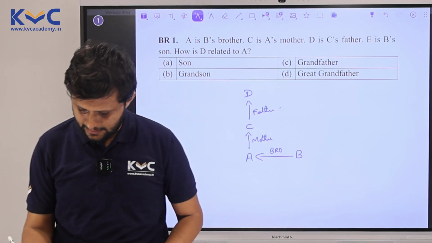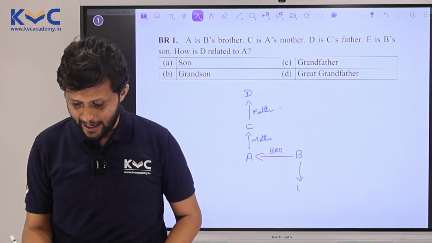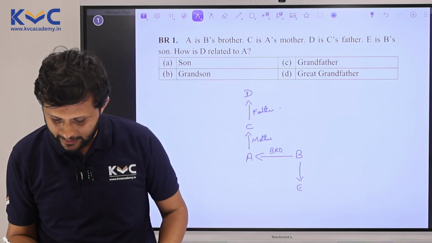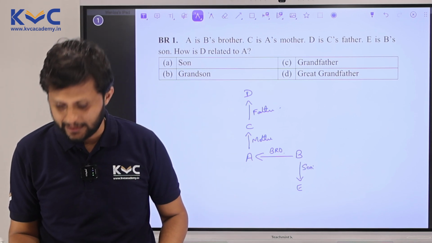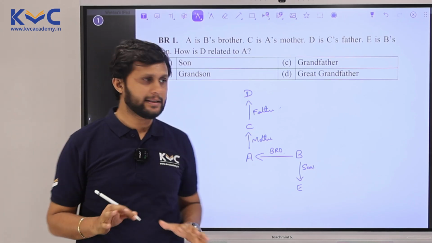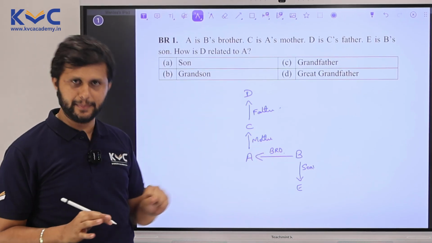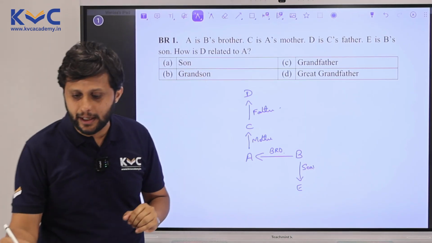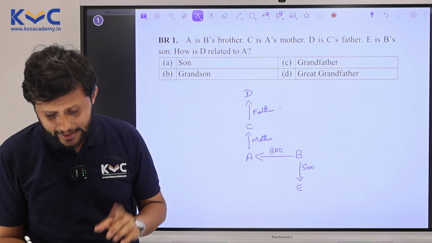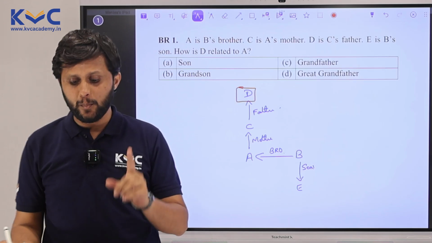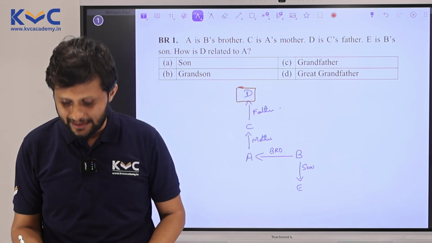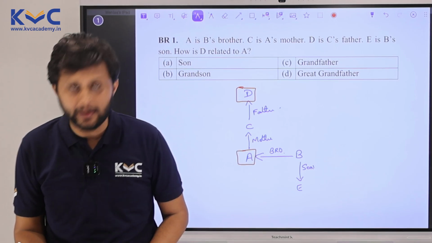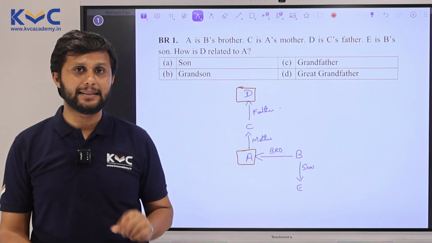E is down, and the arrow is pointing towards E. And what is the relation over here? E is B's son. So this is the tree that is given to us, the family tree. And what is the question? Question says, how is D related to A? Now where is D? D is over here. So we have to see from the point of view of A, correct? Related to A. From A, we have to see how D is seen.